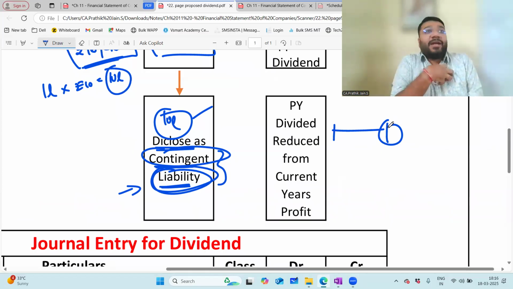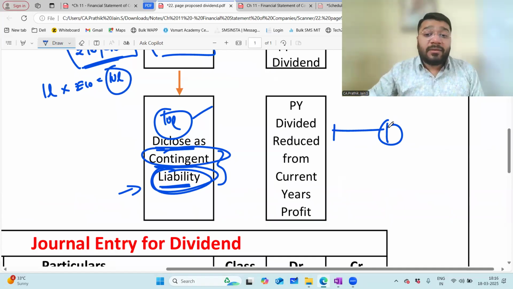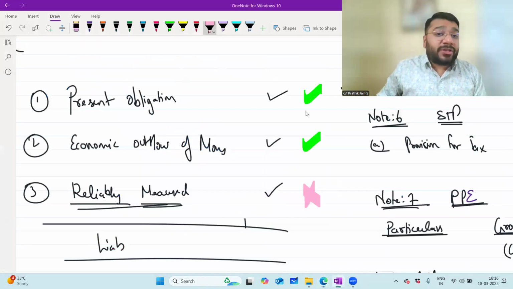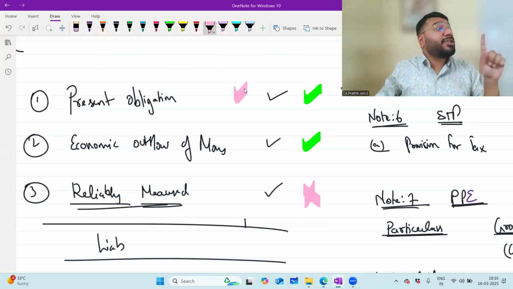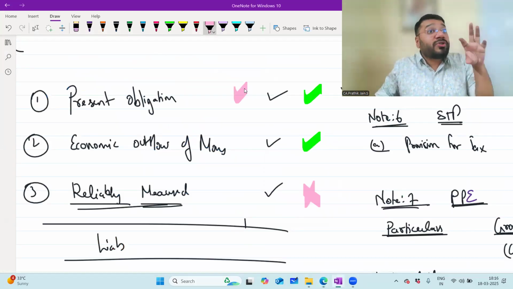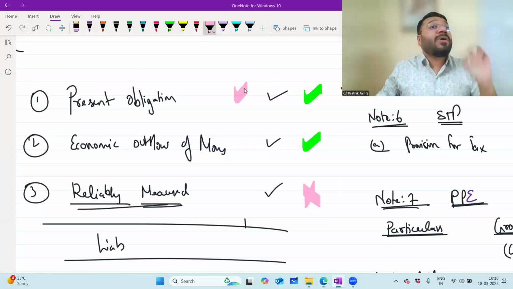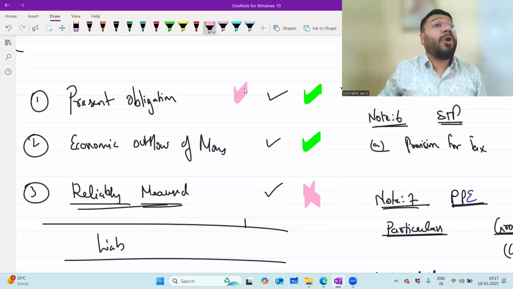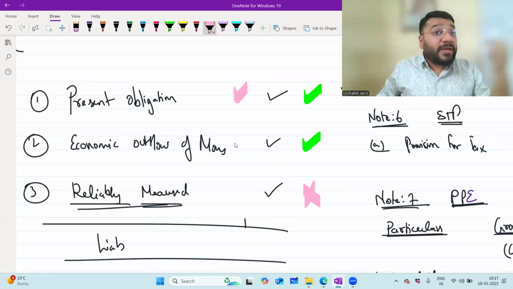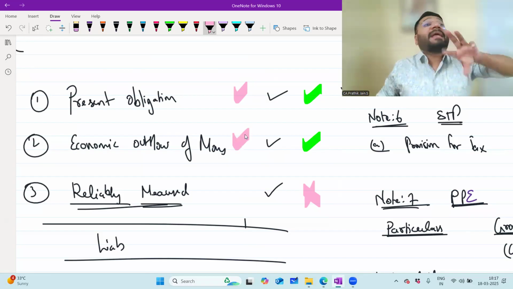Because you know somewhere inside that you will lose the case. In that case, you will create a provision in the books of accounts because there's a present obligation. Why present obligation? Because the decision or the evidence is mostly against you. So there is a possible obligation. Second, if the decision does not come in your favor, there could be an outflow of money. But what exact amount, we don't know.